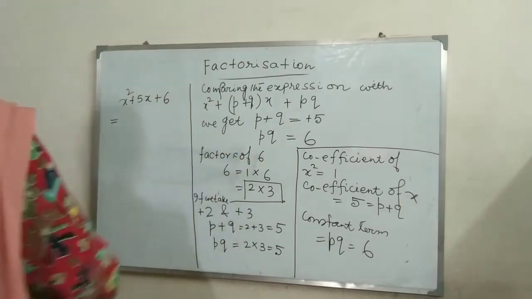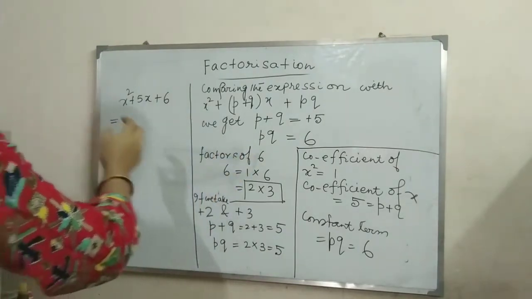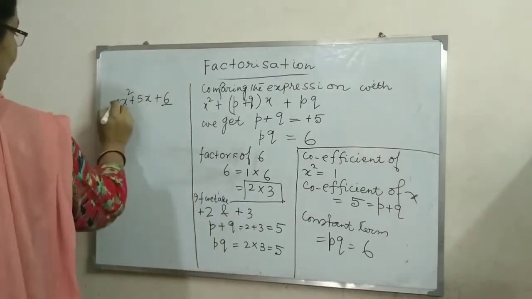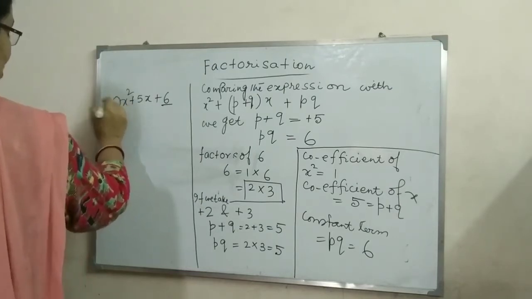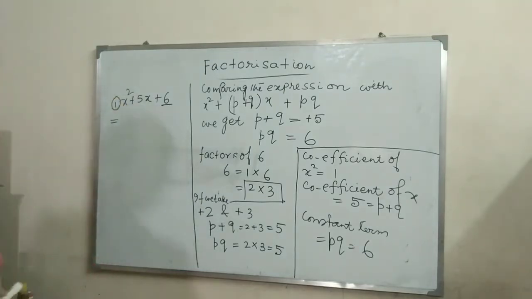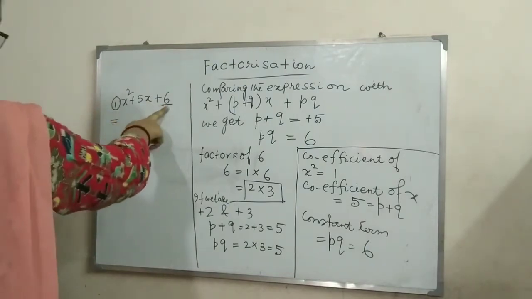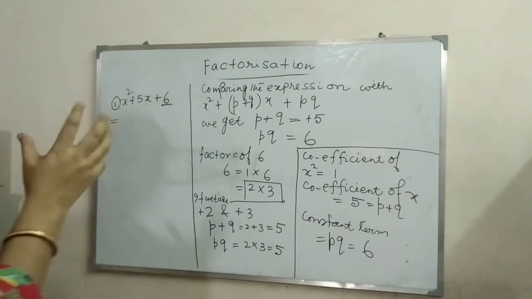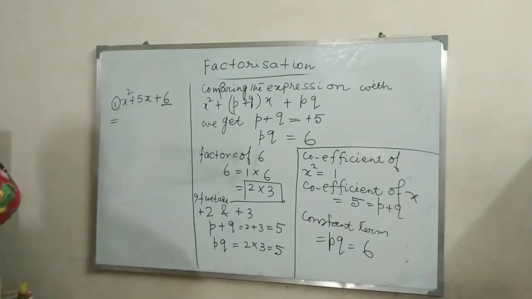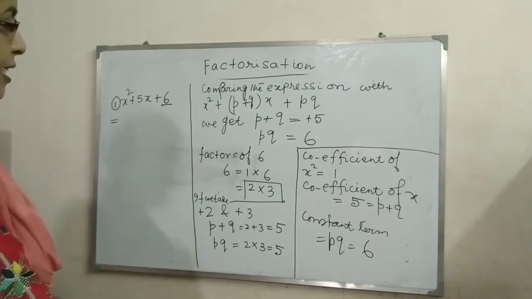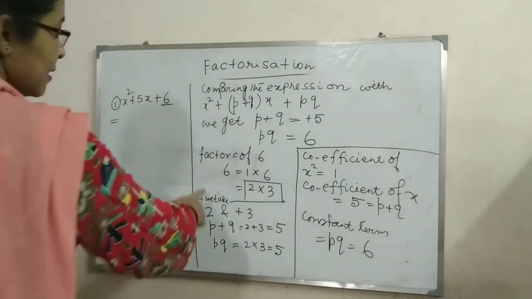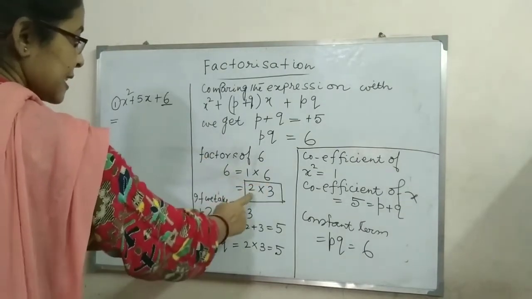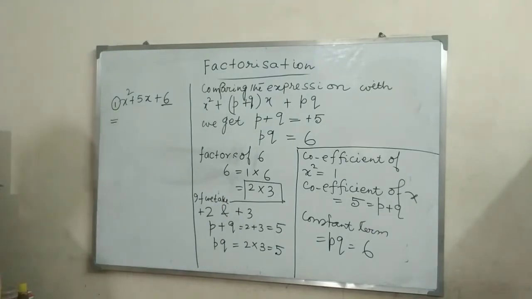Factors of 6. First I will take the constant term and the coefficient of x square. So 1 into 6, and we multiply 1 into 6, so I get 6. The factors of 6 are 6 equal to 1 into 6 and 2 into 3.